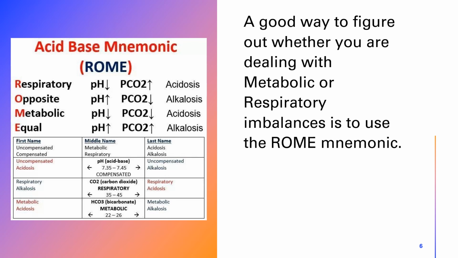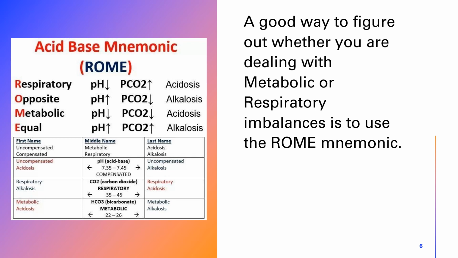A good way to figure out whether you are dealing with metabolic or respiratory imbalances is to use the ROME mnemonic. And right here to the left, you're going to see this little diagram. It says acid-base mnemonic ROME: respiratory opposite, metabolic equal. So respiratory acidosis, the pH is going to lower and the PCO2 is going to increase. Opposite, the pH is going to increase, and then you're going to have a decrease in the PCO2 in alkalosis.